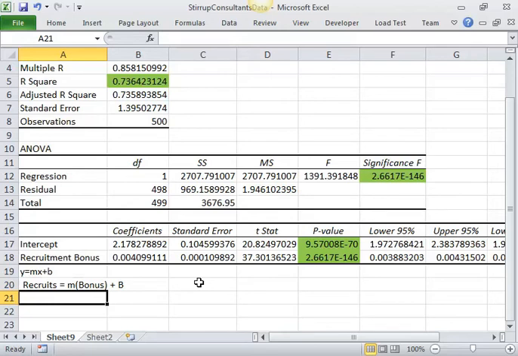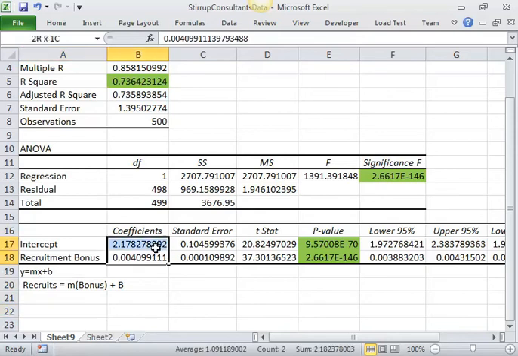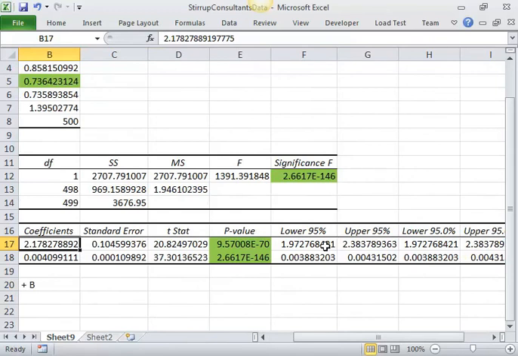All we need to figure out is what the m and the b are, and that's where these two coefficients come in. Now, these coefficients here are Excel's best guess at what the m should be and what the b should be. But if we look over here, what we have is the 95% interval. And what that's telling us is that Excel is 95% sure that m is in between 0.00388 and 0.00431, and that b is between 1.972 and 2.383.